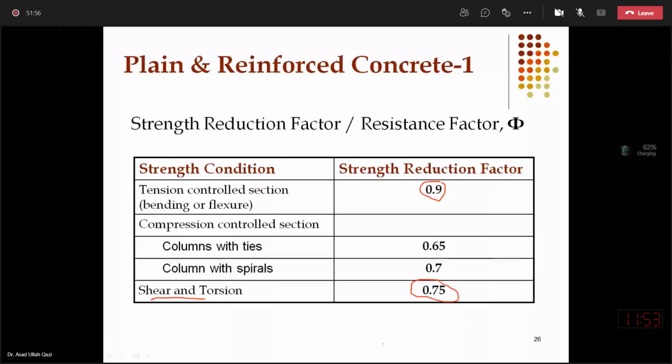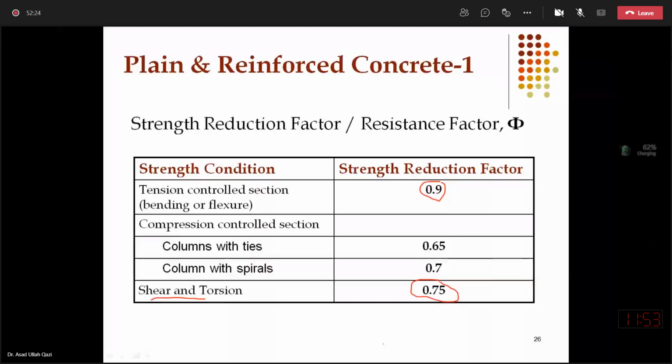So the shear or torsion failure will be brittle, will be sudden, with less consistency in test results, or little doubtful predictions, which will make this reduction a little more stringent.